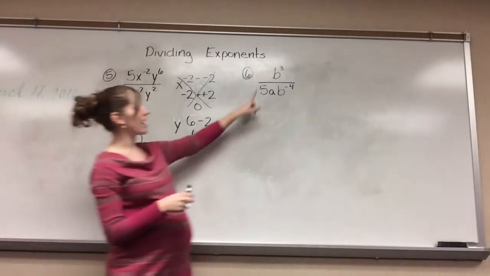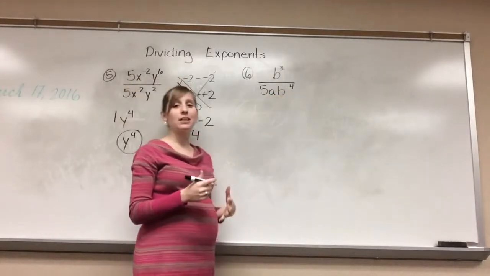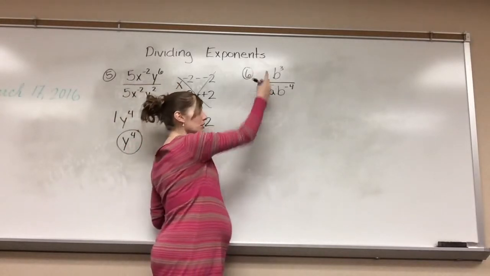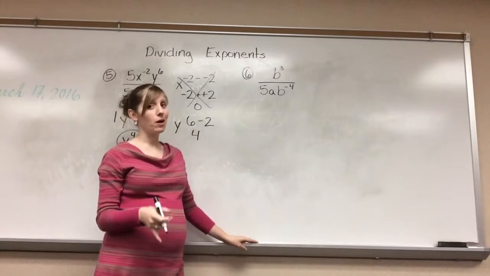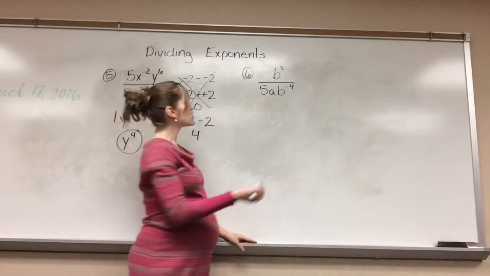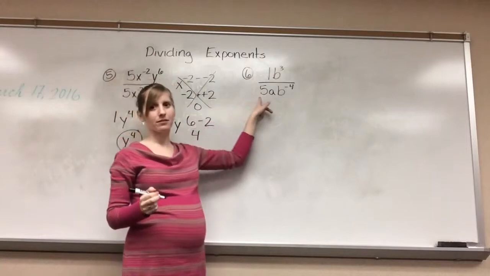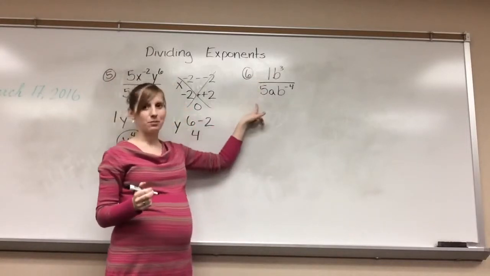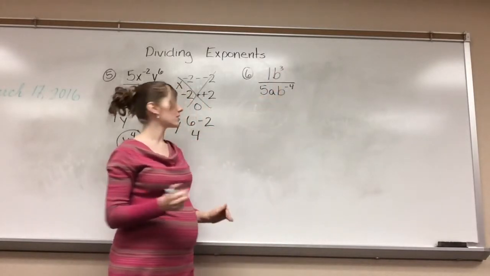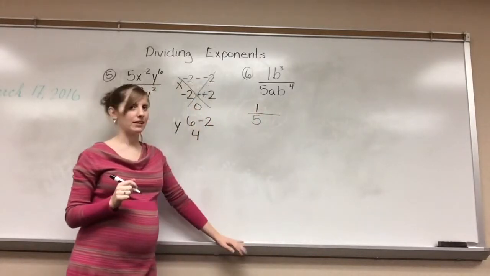For problem number 6, we have b to the 3rd over 5ab to the negative 4th. The first thing that we need to do is look at those front numbers, okay? Well, I have a 5 at the bottom, but there's no number at the top. Remember, there is a 1 there, they just don't write it. Anytime you have a letter all by itself, there's a coefficient of 1. So I'm going to go ahead and put that 1 in. So I have 1 over 5, 1/5, okay? Well, 1 is not divisible by 5. And if I look at the fraction 1/5, I can't simplify 1/5, so I'm going to keep that exactly the same, 1 over 5. No simplifying needed.